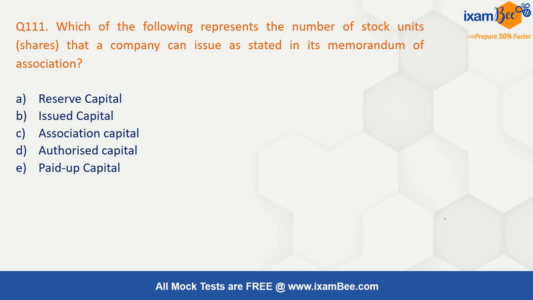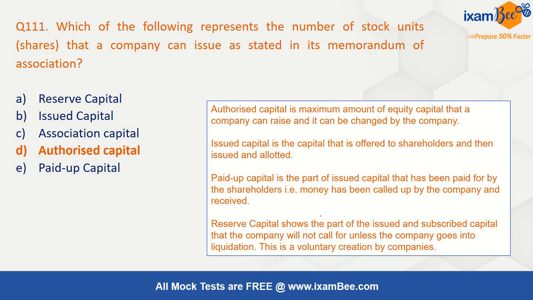Which of the following represents the number of stock units that a company can issue as stated in the Memorandum of Association? So what is that called? The MOA is basically the constitutional document for the company. So it is mentioned what the authorized capital can be, meaning the maximum capital which the company can authorize is mentioned in the MOA. So what happens if the company wants to increase this, if they want to issue more capital? They will have to update the MOA, and the part of that capital which is issued is called issued capital.